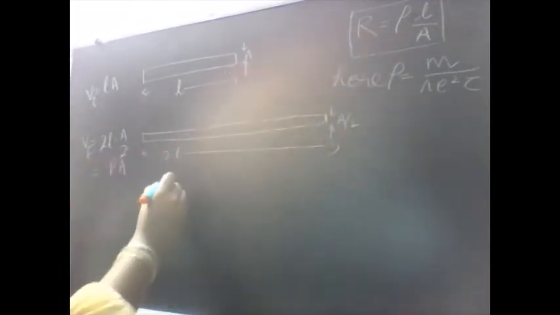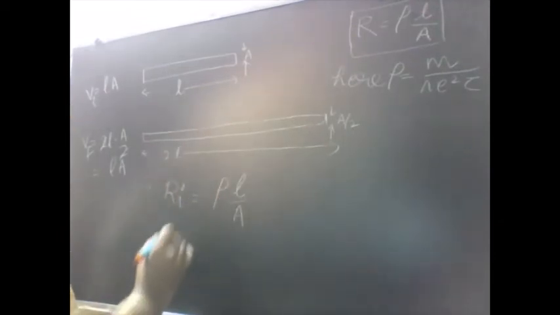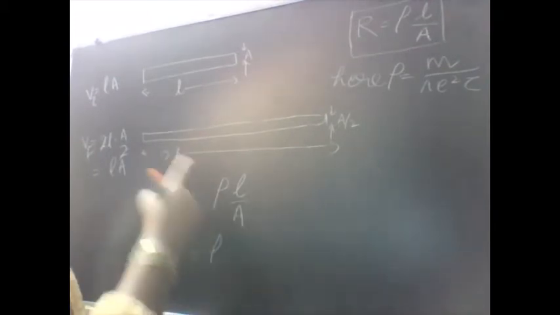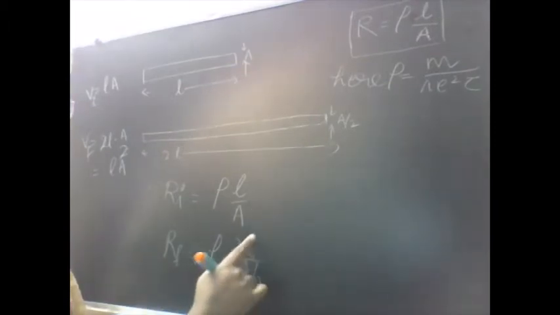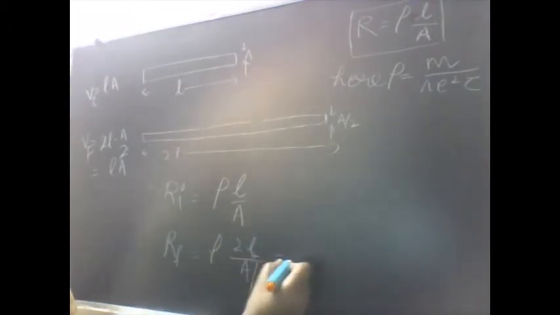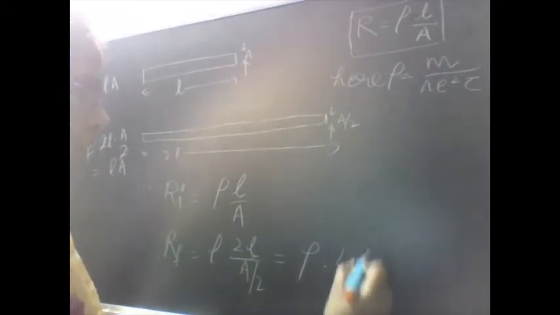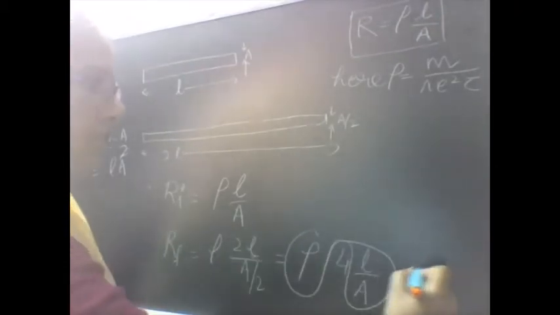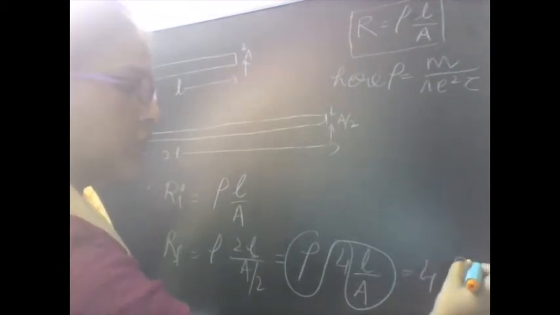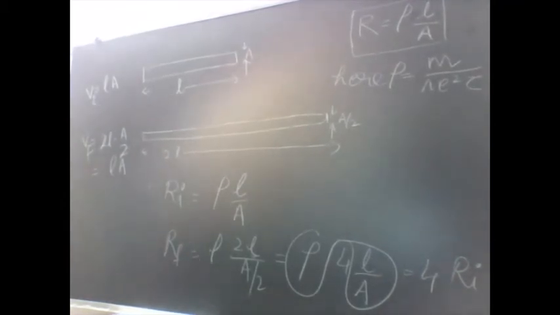So let us find out the initial resistance, putting the value. So it is rho L by A, and final resistance is rho. What is the length here? Twice L. What is the area here? That is reduced to half. So let us see what the answer comes out to be. 4 rho L by A. So this parameter is 4 times the initial resistance. That means, of course, the resistance changes. It becomes 4 times the initial value.